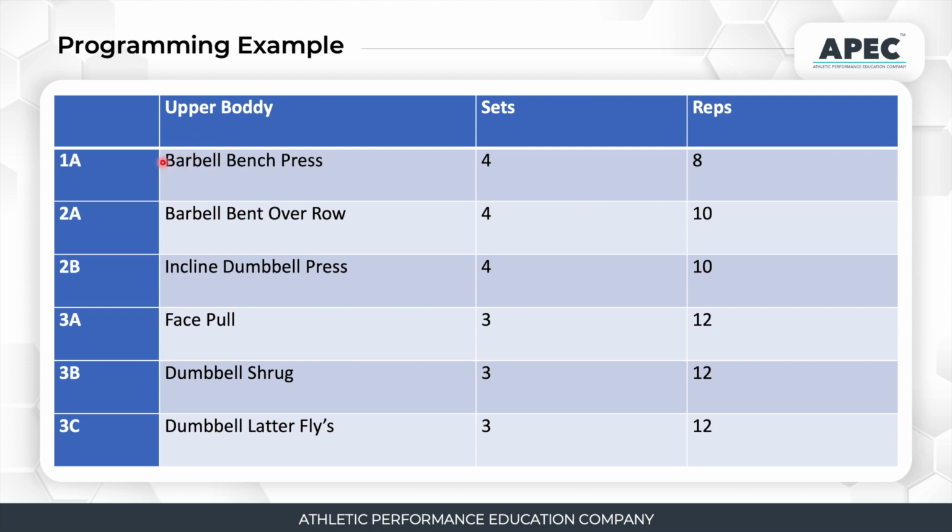So on our upper body, let's look at what we've done here. We have a barbell bench press, 4 sets of 8 reps. That's our primary lift. Then we have our barbell bent over row, supersetted with our incline dumbbell press. So this is our assistance work, 4 sets of 10 repetitions. Again, a superset here. And then finally, we've put a tricep into the bottom of the program where we've done face pull, dumbbell shrug, and dumbbell lateral flies, 3 sets of 12 repetitions.